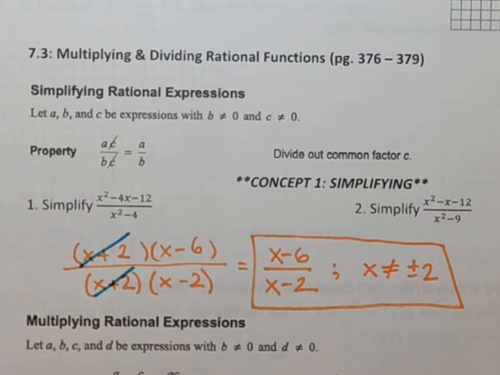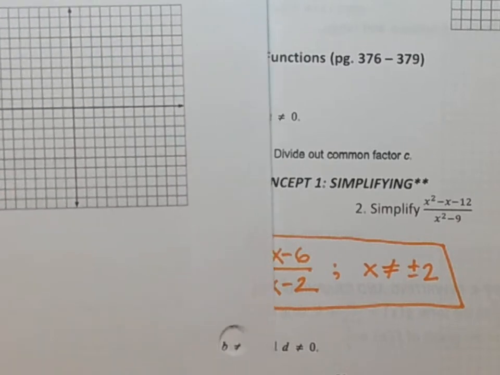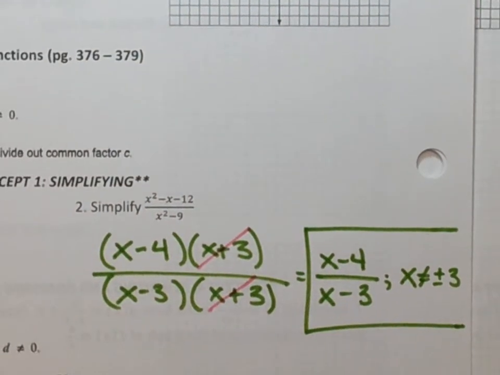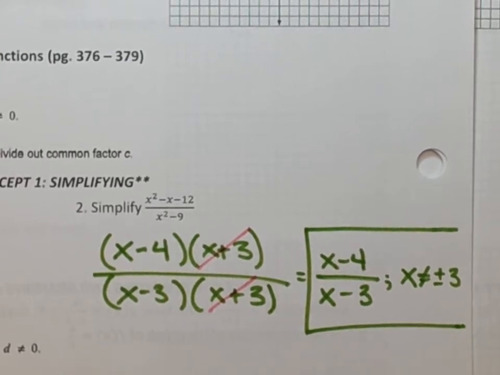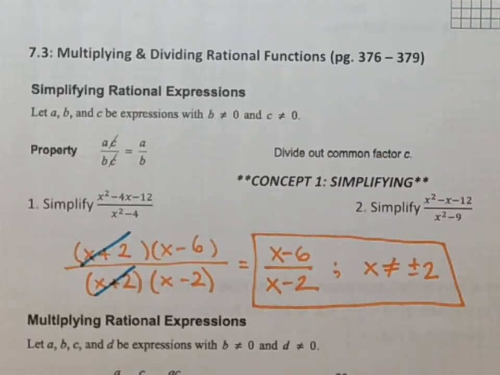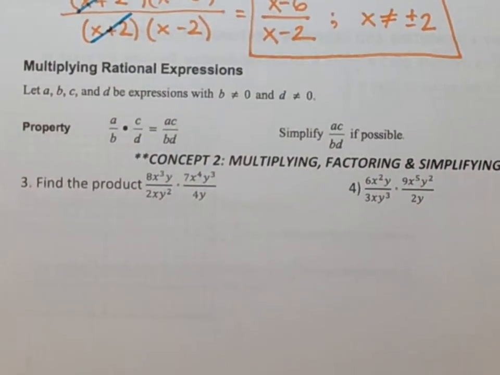Try number 2. I'm going to go ahead and show it to you here. So pause it. And there you go. Number 2: x minus 4 over x minus 3. x cannot be positive or negative 3. All right, scoot it on down.